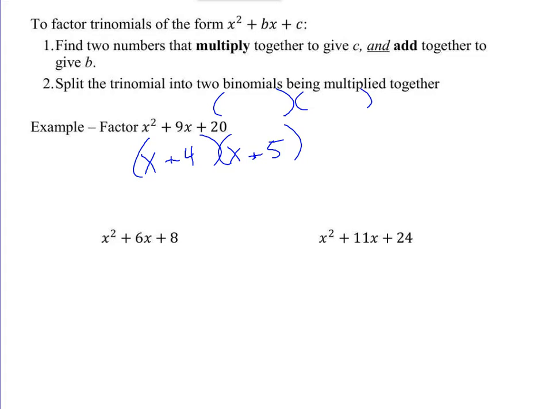Yeah, just FOIL it back out. It doesn't take much to do that, so go ahead and do it. We got x times x, which is x squared. We got x times 5, which is 5x. 4 times x, which is 4x. And then 4 times 5, which is 20.